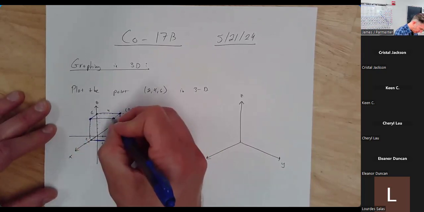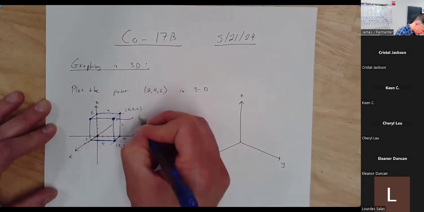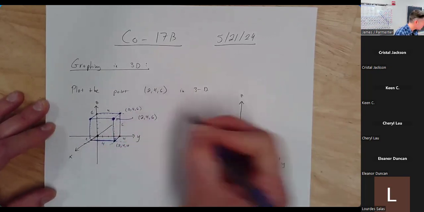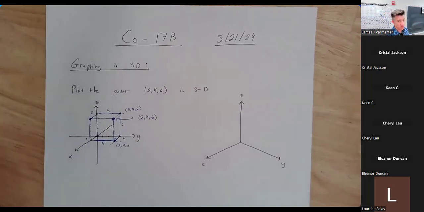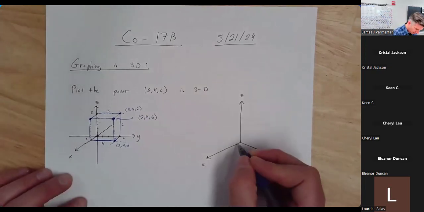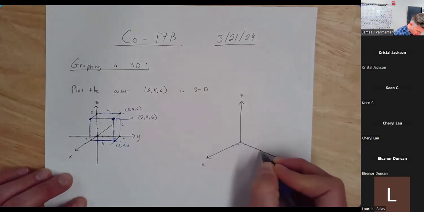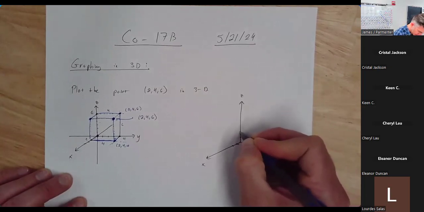And that point there, which is the opposite corner to that point there, that's your point 2, comma 4, comma 6. Not that we do a whole lot of plotting points in 3 dimensions, but we do a little bit of it. And this is kind of how we usually approach it, by plotting a point like that. We can also do it in this setup here. I could go 2 in the X direction, 4 in the Y direction, 6 in the Z direction.